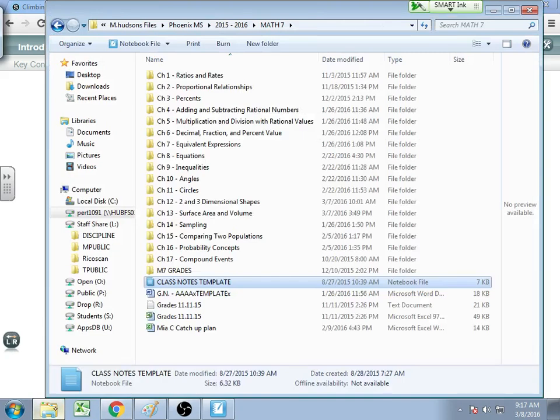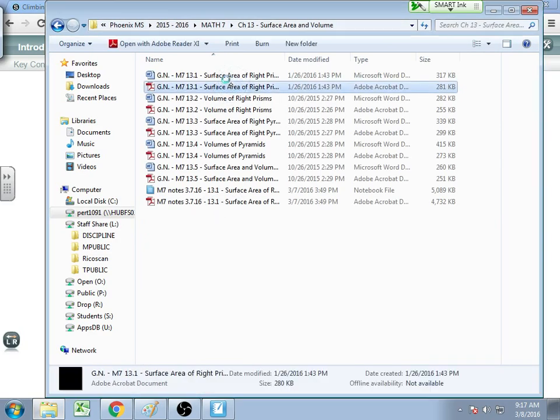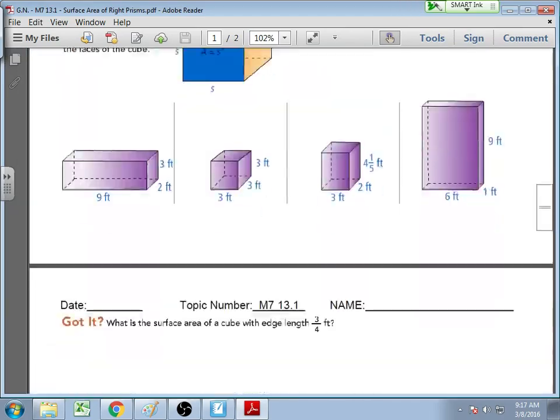I'm going to pull up the notes really fast, just because I want some more space to work.